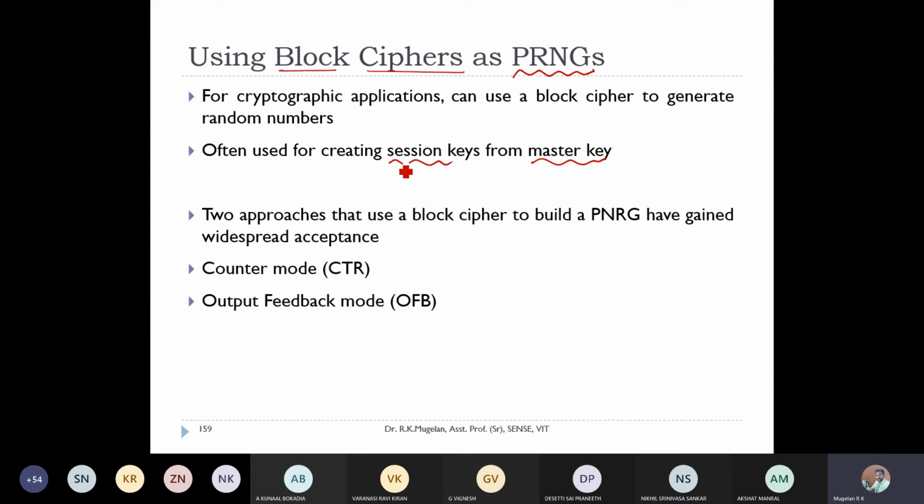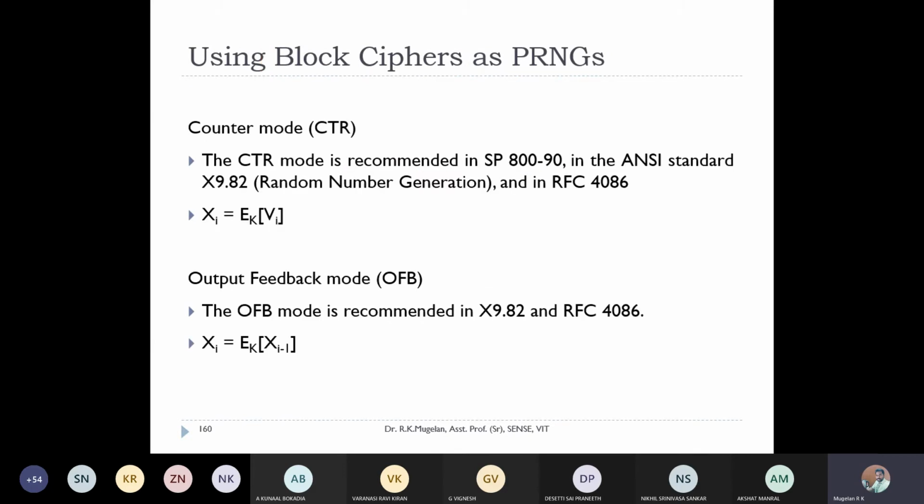So you can build a pseudo random generator from your cryptographic algorithm itself, any symmetric key block cipher. There are two different approaches where you can design a PRNG using a block cipher. One is called counter mode, the other one is called output feedback mode. If you see, the counter mode standard is called SP 800-90, and it's also called X9.82, and output feedback mode also comes under X9.82.